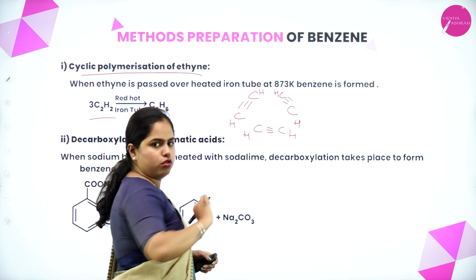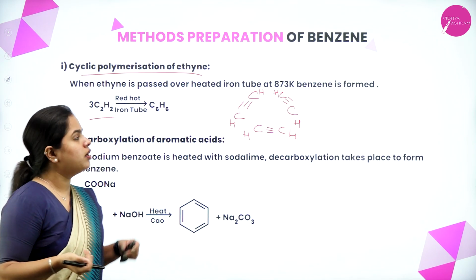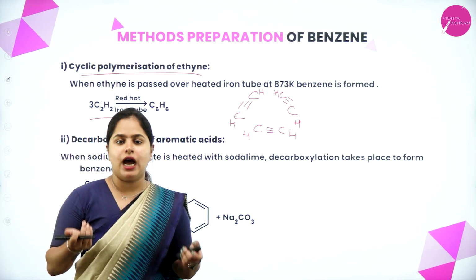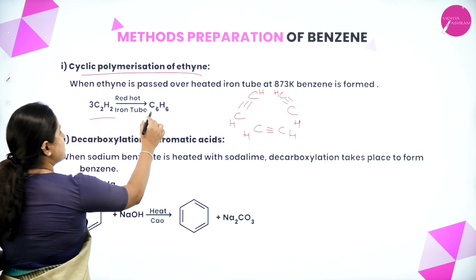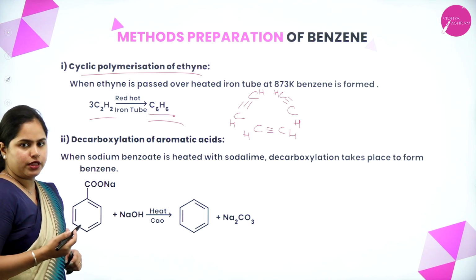So these 3 molecules of ethyne will undergo what polymerization? Cyclic polymerization when we are passing it over a heated iron tube. So what is it that you are going to get? C6H6. What is C6H6? We'll get benzene. Okay. So that is the first method of preparation.